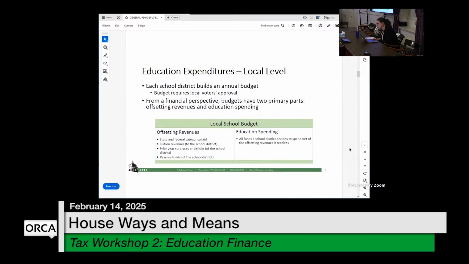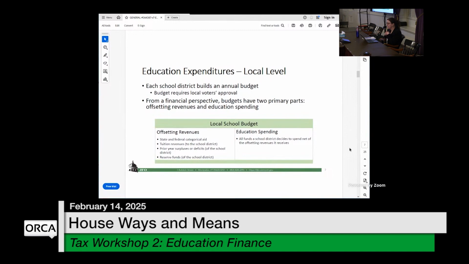So the first piece that I think is helpful to think about is local level education expenditures. So as we know, each school district is building an annual budget. Those budgets require local voters' approval. And from a high level perspective, we can kind of think of those budgets as having two primary pots, two buckets. One is the offsetting revenues that the school district is receiving.